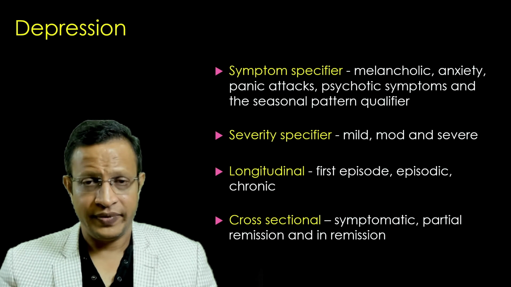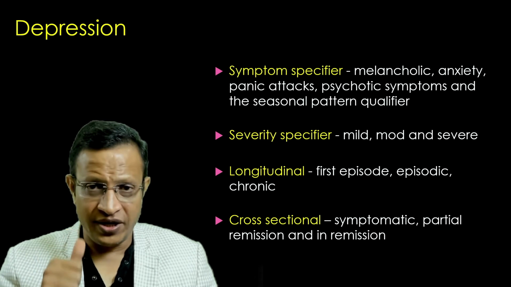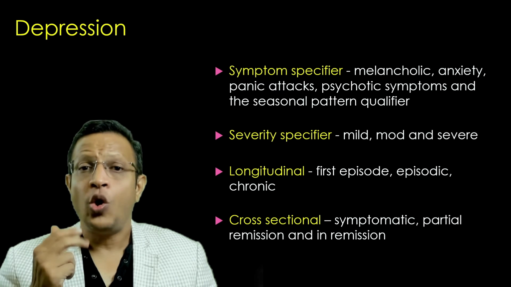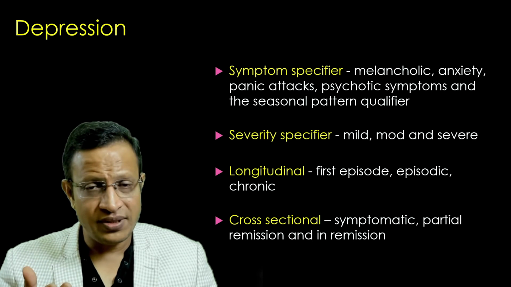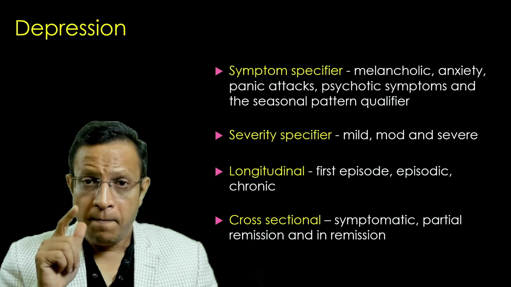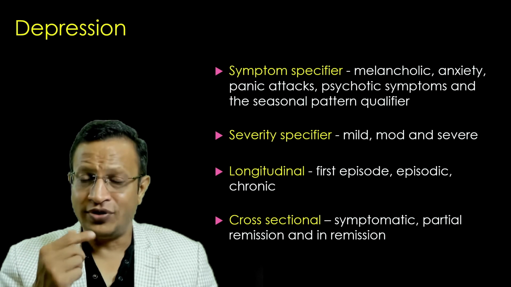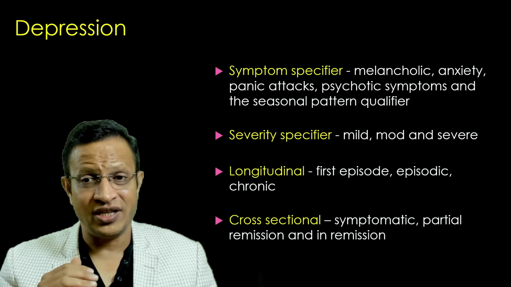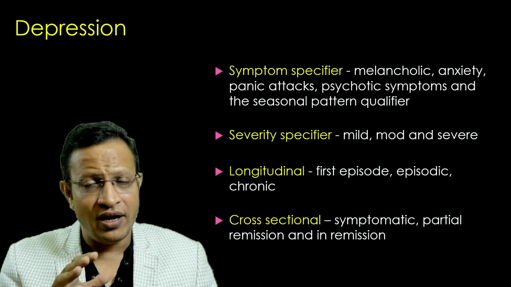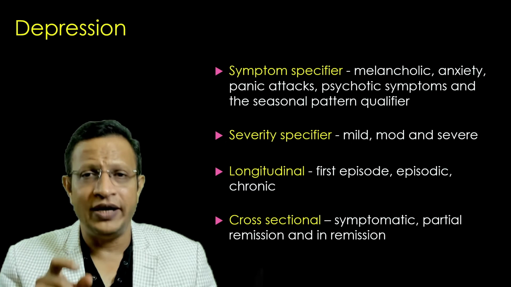Moving further, here in depression, the dimensional aspect has been added. Symptom specifiers for depression are considered, whether it is melancholic, whether predominantly anxiety symptoms, whether with panic attacks, whether with psychotic symptoms, or whether there is a seasonal pattern. Further, severity specifiers: mild, moderate, severe. Longitudinal: whether it is a first episode, episodic illness, or chronic illness. Further, cross-sectional: whether it is symptomatic, in partial remission, or in full remission. That means a snapshot of a patient will give you a complete picture.